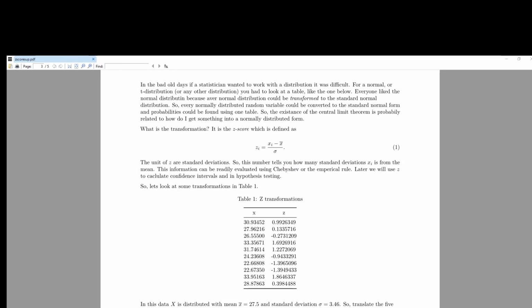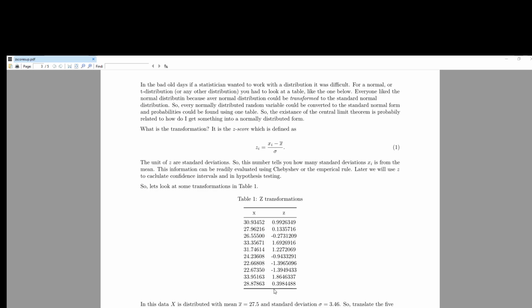I've had several of you ask me questions about this Z-score. I would like to give you a little bit more information about what it is and how to use it. Some good news, bad news. I mean, the Z-score back in the bad old days, meaning before we had computers that could easily calculate probabilities given any distribution, we were always trying to massage things into the normal distribution's format.